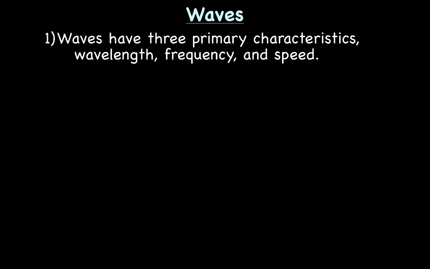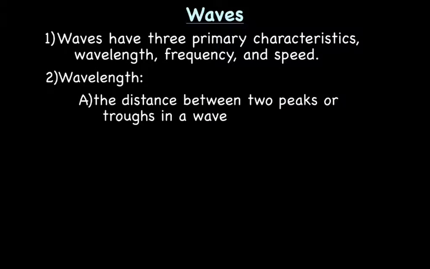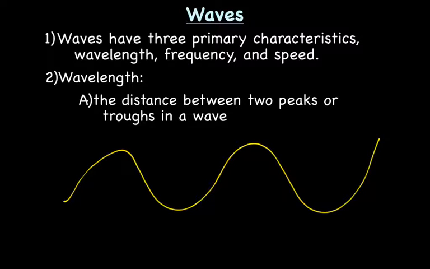Waves have three primary characteristics that you can calculate: wavelength, frequency, and speed. So, wavelength. Wavelength is the distance between two peaks or two troughs of a wave. Let me draw my beautiful wave again. And the wavelength would be, for example, from here to here. That would be the wavelength.